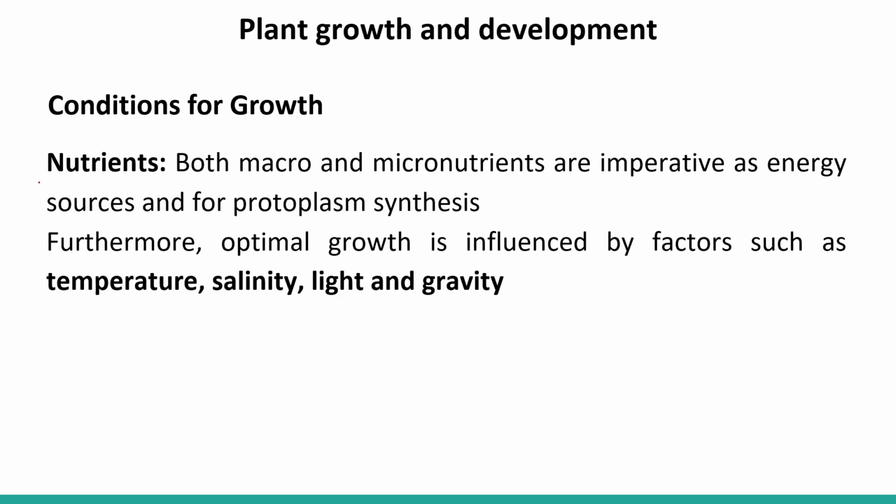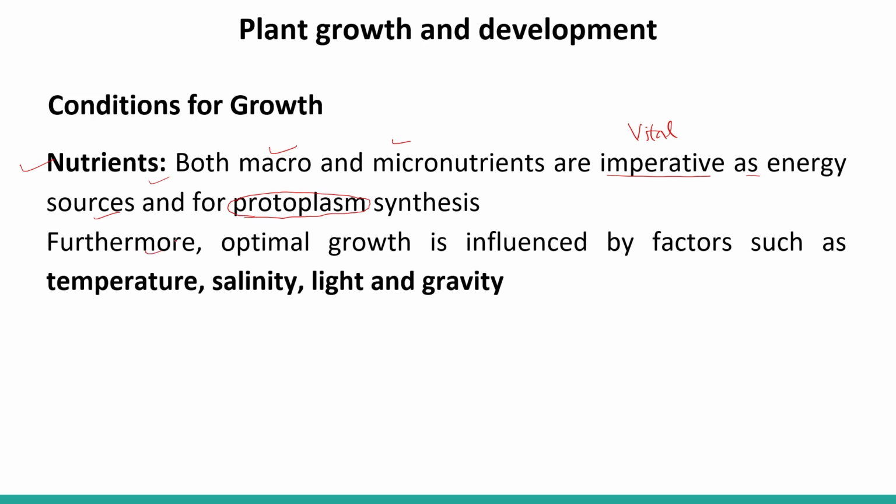Now, next is the availability of the nutrients. Nutrients are of two types, we know, macro and micronutrients. Both macro and micronutrients are imperative, which means they are vital. They are vital as energy sources, and they are also required for protoplasm synthesis. What is protoplasm? Cytoplasm plus nucleus. So availability of nutrients is very important for carrying out the growth, or you can say for optimum growth.